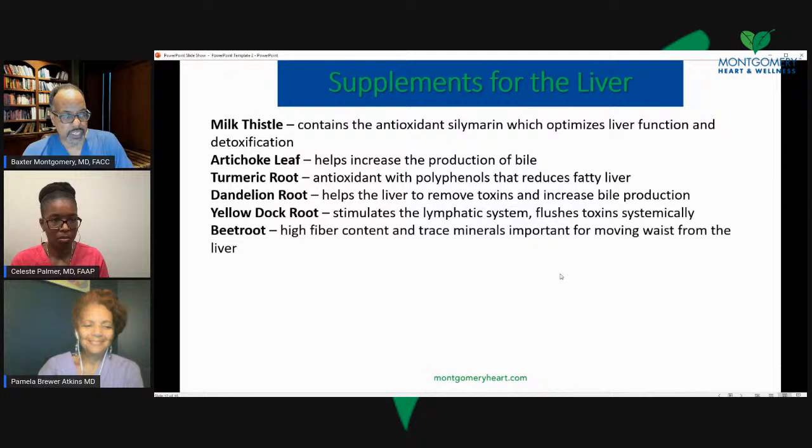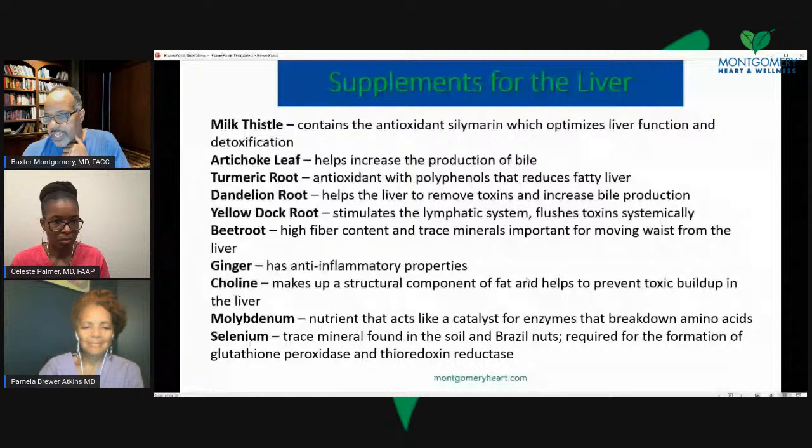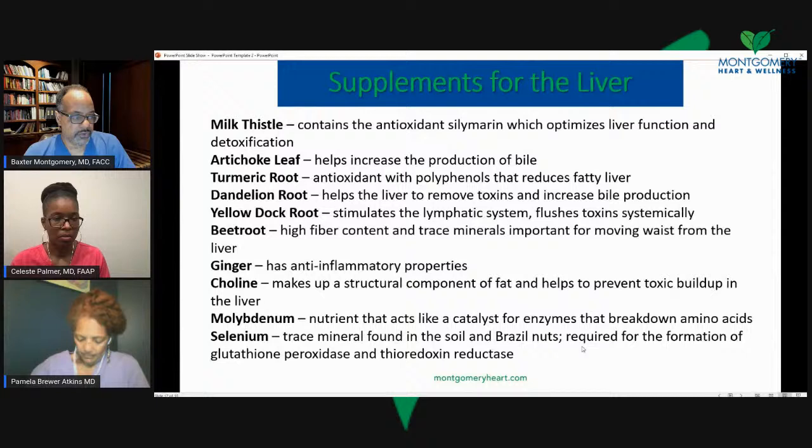and so that removes toxin and waste out like the garbage trucks. Beetroot, with its high fiber content and trace minerals, helps with moving the waste from the liver. Ginger has anti-inflammatory properties. And generally, anything that has anti-inflammatory properties can help with healing. Choline is a component of fat, helps prevent toxic buildup in the liver. Molybdenum is a nutrient that acts like a catalyst for enzymes that break down amino acids. And selenium, which is found in soil and Brazil nuts, is required for the formation of glutathione peroxidase and thioredoxin reductase. These are two enzymes that are important for cellular metabolism and the production of other antioxidant properties as well.